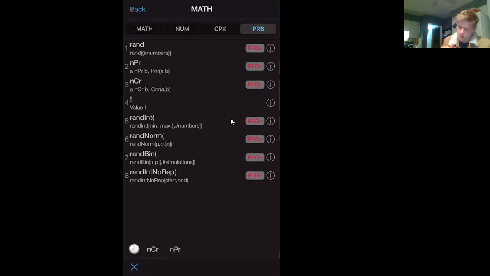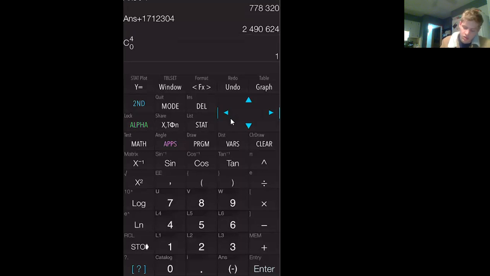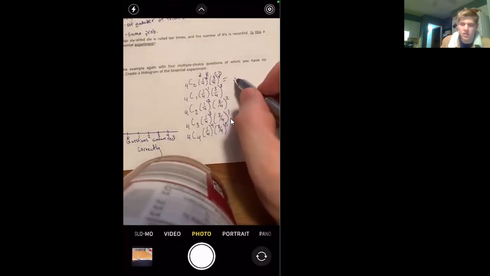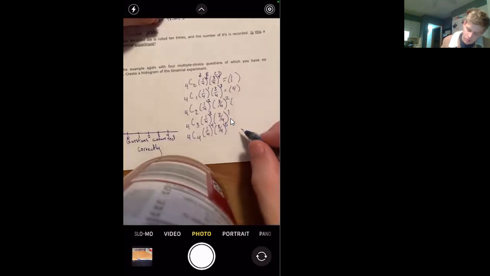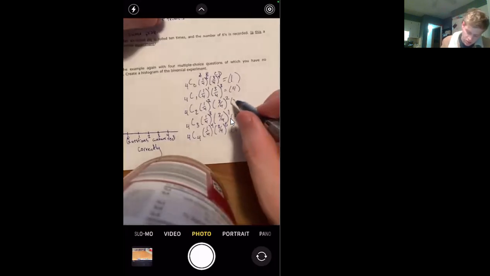So math, we can do 4 choose 4. 4 choose 0 is going to be 1. I'm just going to go ahead and write these out because I already know. If you guys enter it in your calculator, that's fine. So 1. 4 choose 1 is 4. 4 choose 2. This one would be 1. This one would be 4. Then 4 choose 2 is going to be 6.